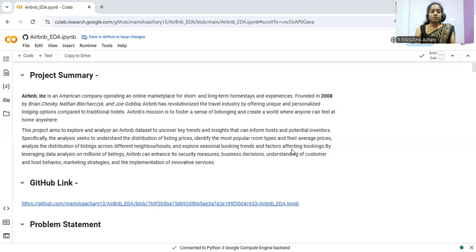This particular project aims to explore and analyze an Airbnb dataset to uncover key trends and insights that can inform hosts and potential investors. By leveraging data analysis on millions of listings, Airbnb can enhance its security measures, business decisions, understanding of customer and host behavior, marketing strategies, and the implementation of innovative services.